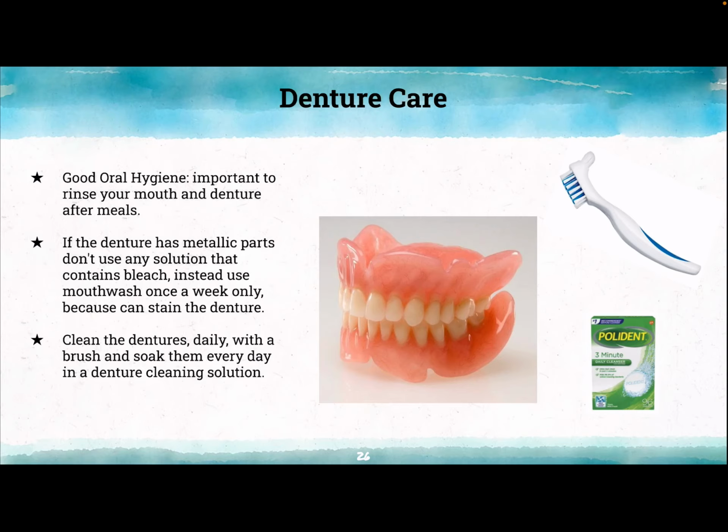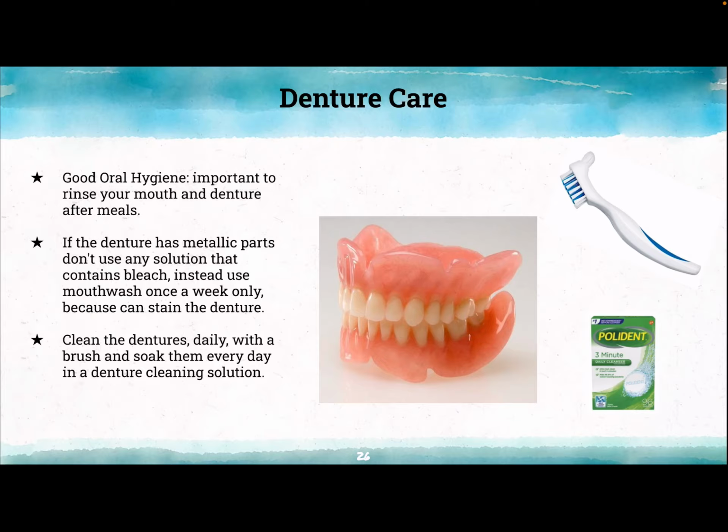Denture care is another recommendation for a healthy mouth in diabetic patients. Adequate denture care can prevent oral disease in diabetic patients. It is recommended to remove dentures from the mouth during nighttime in order to let the tissues rest. Clean the dentures daily with a brush and soak them every day in a denture cleaning solution. If the denture has metallic parts, don't use any solution that contains bleach. Instead, use mouthwash once a week only, because it can stain the denture.